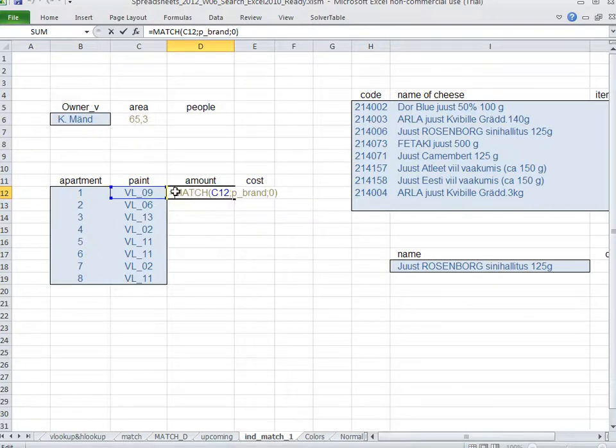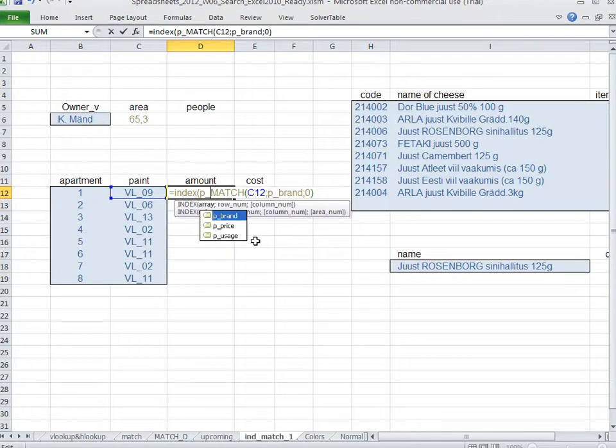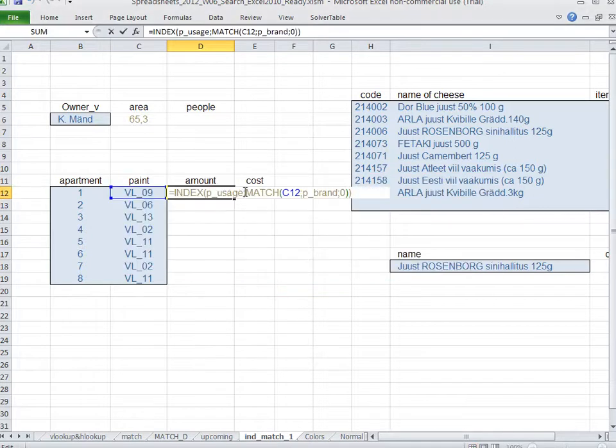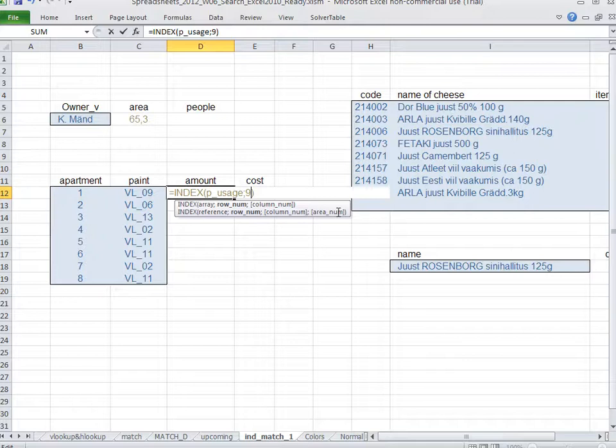We write equals index parenthesis begin, and the block from which we're taking the amount of paint used is called P usage, and we go, as match told us, to the 9th row. So match gives us 9, and now with index we go in P usage block to the 9th row and take away the amount of liters used for painting 1 square meter, and here it is 0,55.